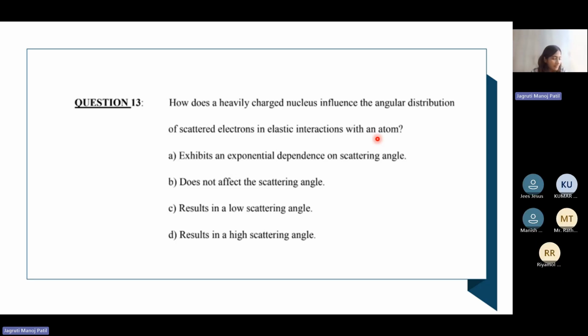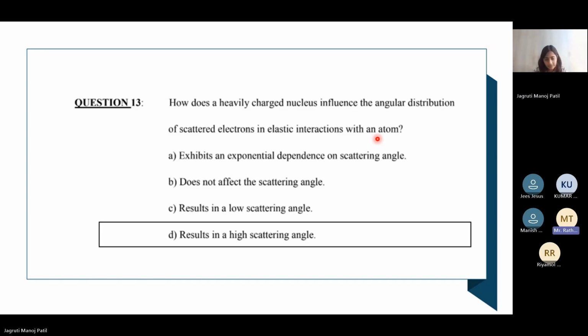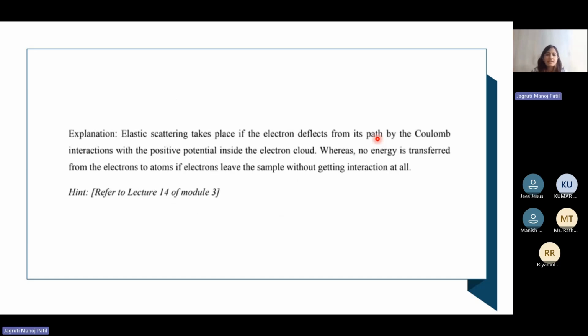If you look at this question, higher scattering angle. Yes, exactly. As the atomic number increases, the scattering angle would also increase. So if you have elastic scattering, as someone answered just now, scattering will also increase, the number of electrons scattered back will also increase, and no energy is transferred.